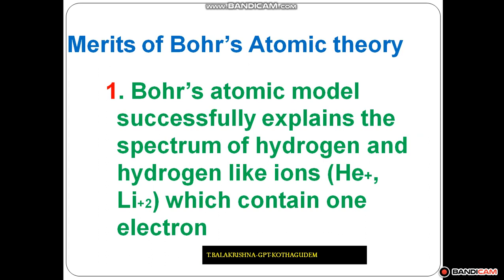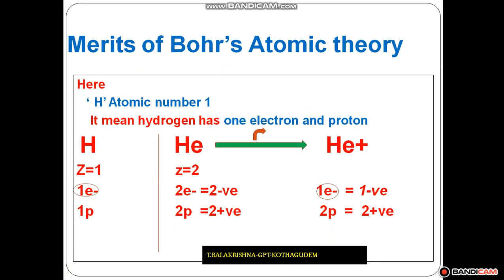Bohr's theory successfully explained the spectrum of hydrogen and hydrogen-like ions. Spectrum means drawing the lines by using light, that is called a spectroscopy spectrum. So this theory successfully explains the spectrum of hydrogen and hydrogen-like ions, that means which have only one electron. Take an example: hydrogen, atomic number 1. Atomic number gives the information about how many electrons and protons are present in an atom. So atomic number 1 means it has only one electron and one proton. So this theory successfully explains the spectrum of hydrogen because it has only one electron.